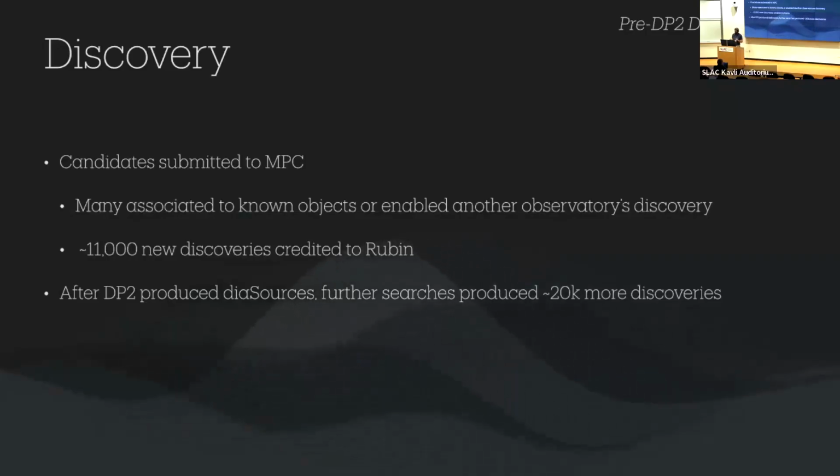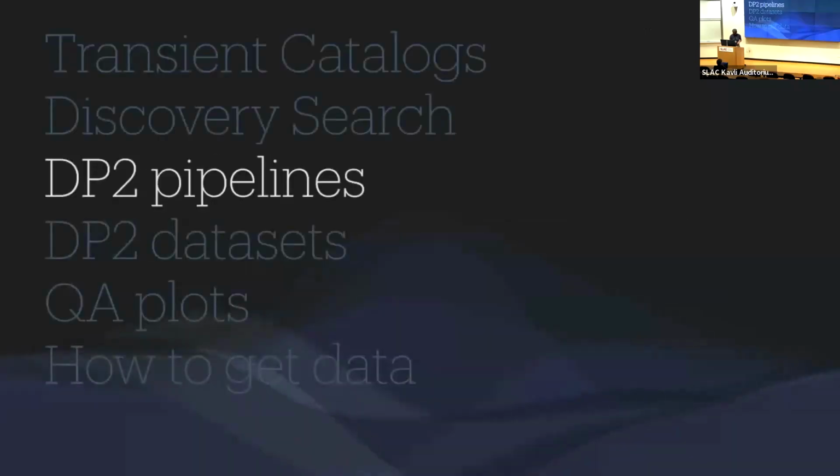So these 20,000 asteroids found in the Rubin DP2 DIA sources are not included in the SS object or the Minor Planet Center table for DP2. And if you search DP2 for new objects, you will find these 20,000 asteroids, which have already been submitted to the Minor Planet Center, just not labeled in DP2. This is something that has to happen because of the timing of the pipelines. But we're up to something like 35,000 new objects from Rubin now.